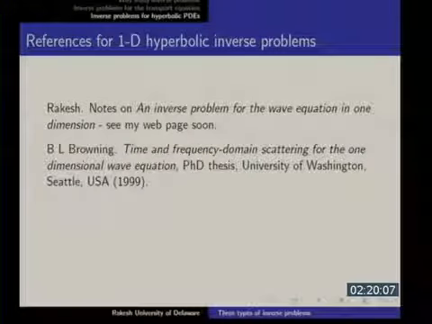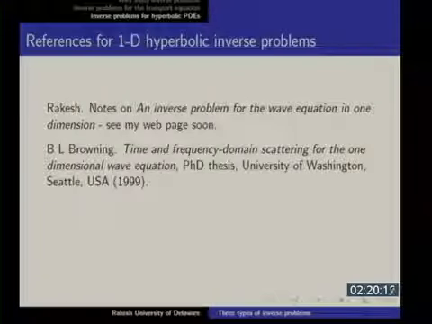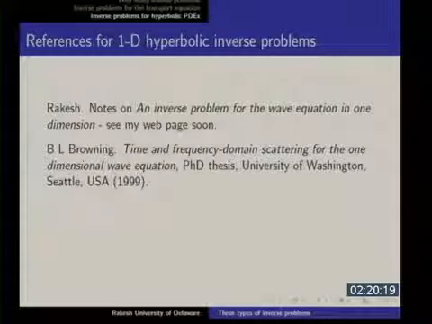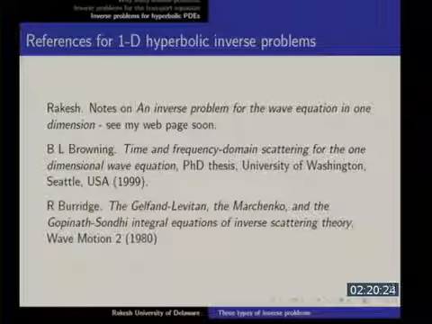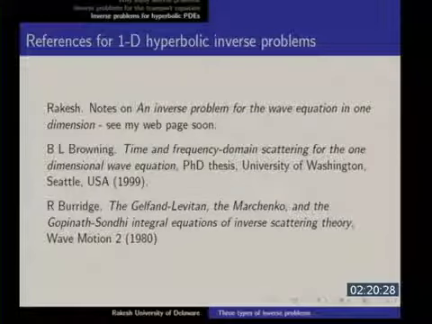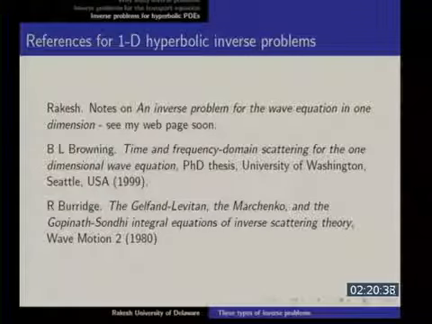All this was also explained very well in Browning's PhD thesis, which was written in 1999. There were some important loose ends that he handled. I hope you can get this on the web. Then there was a survey paper written by Bob Burridge in 1980, but it's not as complete as I would like. There are parts of the analysis which are missing from there. But still, it's a good survey paper. So these are the three papers.